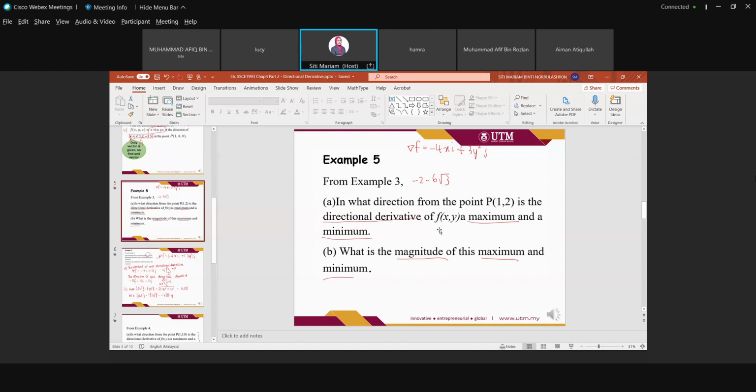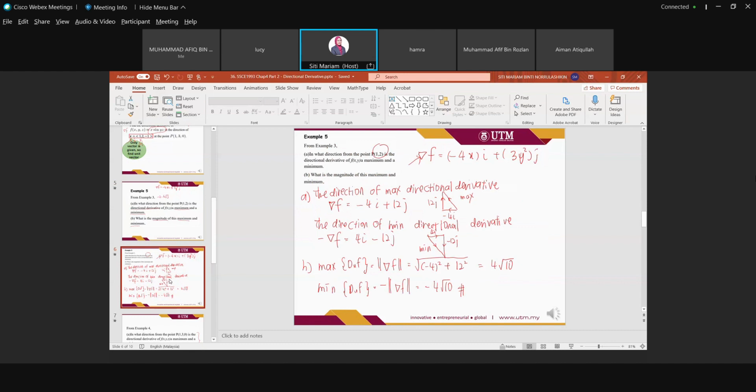minimum? Okay, meaning that the question is asking for maximum and minimum direction and also its magnitude. Okay, so to find the maximum or minimum and also its magnitude, you just have to focus on the grad f. Okay, so if your grad f is negative 4xi plus 3y squared j, then you substitute the values of that point, the point 1, 2, into this. Okay, so basically you will get negative 4i plus 12j, right?